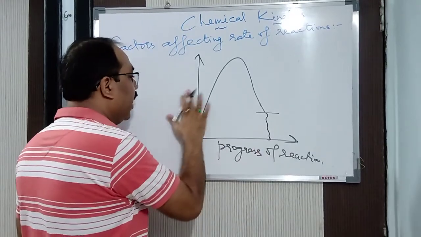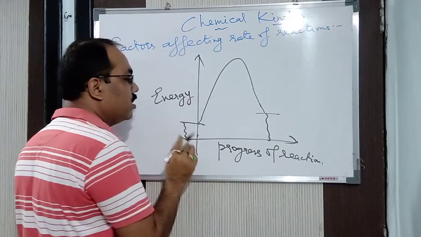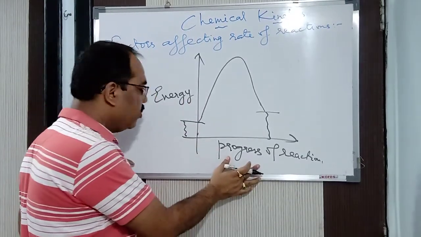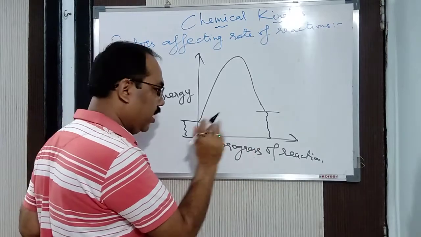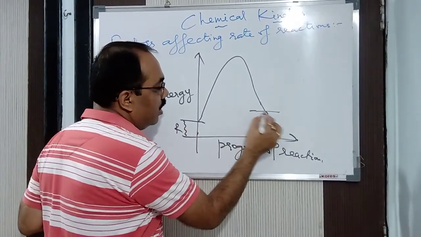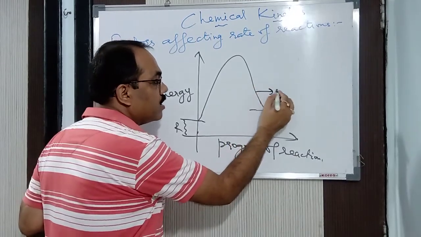Or instead of rate, if I take energy, that will be much better, because I was talking about energy now. Don't take rate against time; you can take rate against progress of reaction, or energy against progress of reaction. Let us say this is the energy of the reactant, and this is the energy of the product. Now this graph I have drawn without a catalyst.